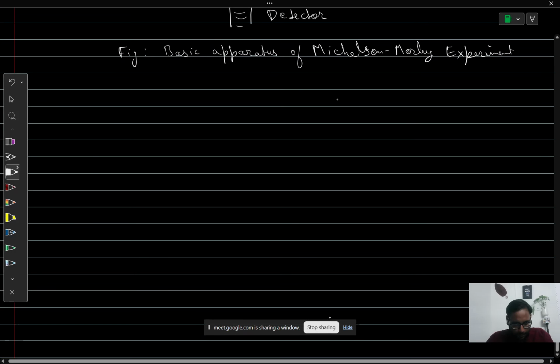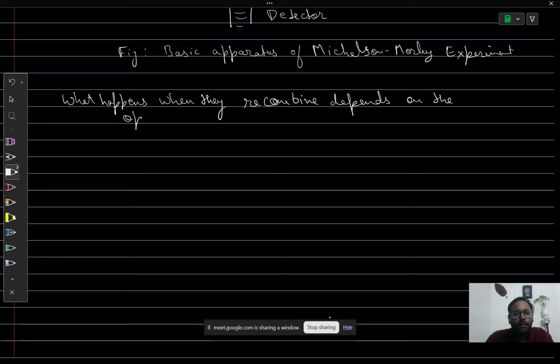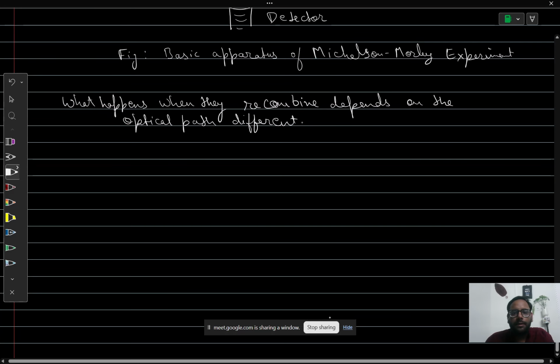Now, what happens when they recombine depends on the optical phase difference they experience along the two paths. What happens when they recombine depends on the optical path difference. This is an interferometer, of course, so there will be the phenomenon of interference here. Optical path difference.